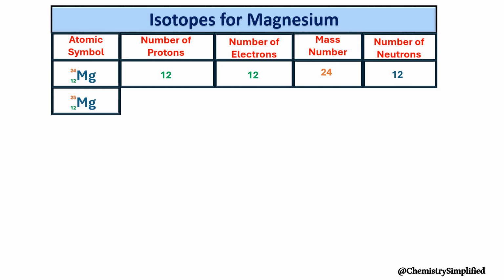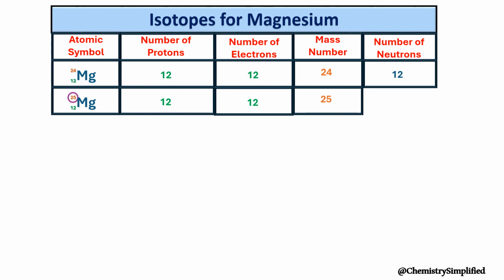Let's look at another example. This time, the mass number is 25 and the atomic number is still 12. Remember, the atomic number has to be the same for it to be an isotope. So the number of protons should be 12. Number of electrons is 12 as well, same as the number of protons. The mass number we expected to change, and this time the mass number is 25. And the number of neutrons should equal the mass number, which is 25, minus the atomic number, which is 12. And if we subtract them, we should get 13.